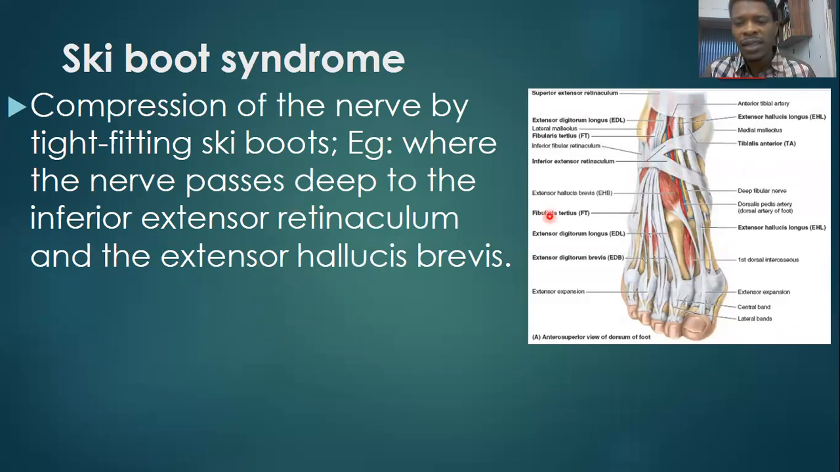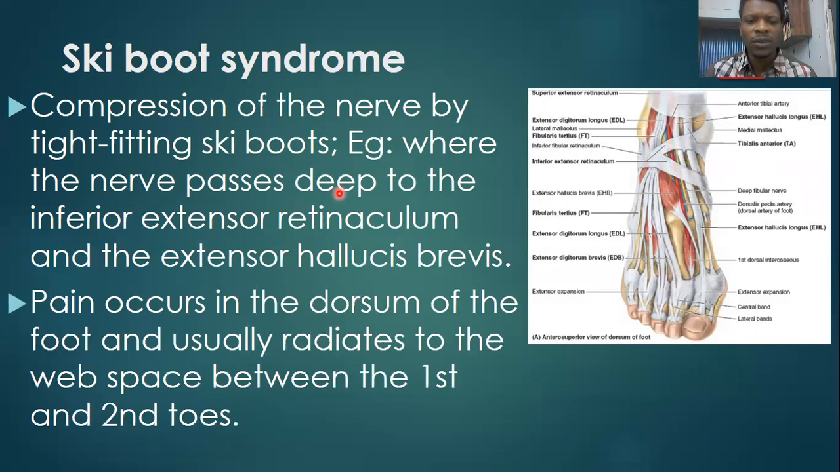Okay, so that's the extensor retinaculum, the inferior extensor retinaculum, and then here you have this muscle, which is the extensor hallucis brevis, okay, and so it could compress the fibular nerve, the deep fibular nerve, just around here, and that could lead to what they call the ski boot syndrome. Okay, so the pains would radiate to the web between the first two toes. So that's what is readily seen during the ski boot syndrome.